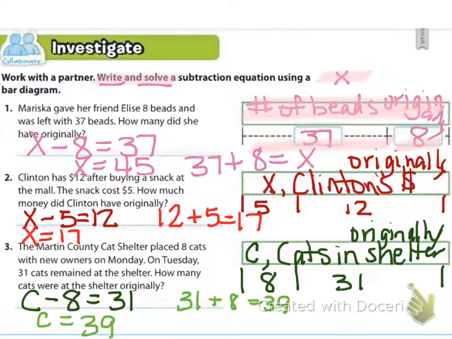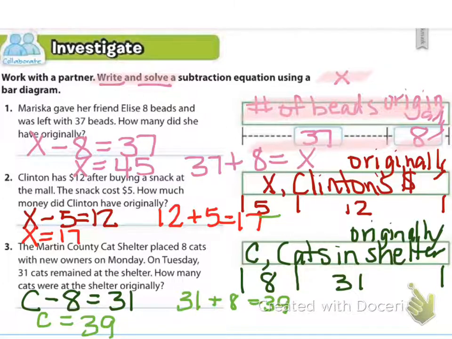And here are the answers for number 2 and 3. For number 2, I made the variable x for Clinton's money that he originally had. It said that he spent $5. That means he subtracted $5 from the amount he started with. So I did x minus 5, and it says that he was left with $12. So I did x minus 5 equals 12. When I worked backwards, I have 12 plus 5, and of course, 12 plus 5 equals 17. So x, the amount of money that Clinton started with, was $17.